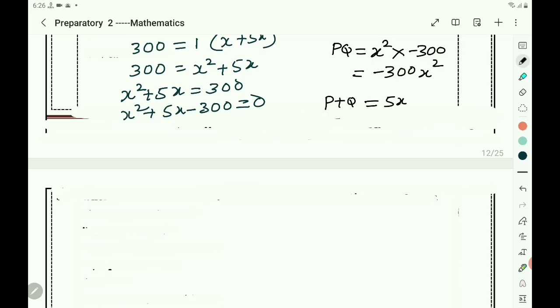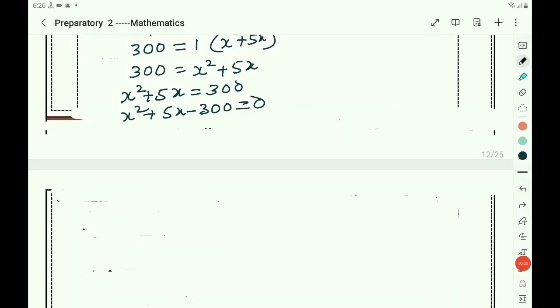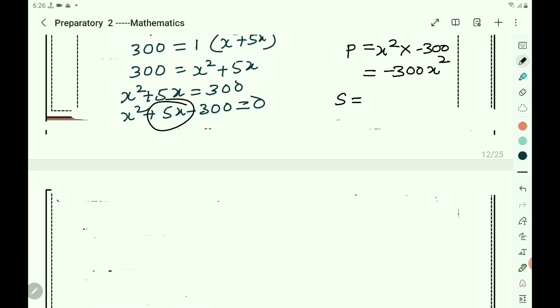That is, the sum is 5x. Product is equal to x square into minus 300, which equals minus 300 x square. And the sum equals the middle term, which is 5x. Then you split 300.